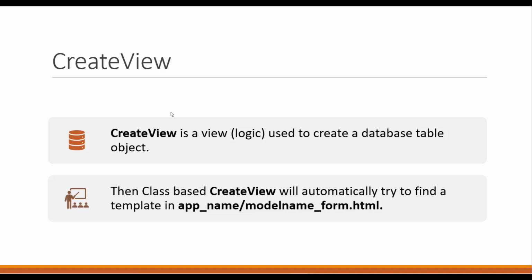After this, the view automatically tries to find a template with the name app slash model name underscore form dot html. For example, I have an app with the name records and the model name as Record, so it will search for records slash record underscore form dot html. Now I will show you the example, so you will get the concept of creating the CreateView.